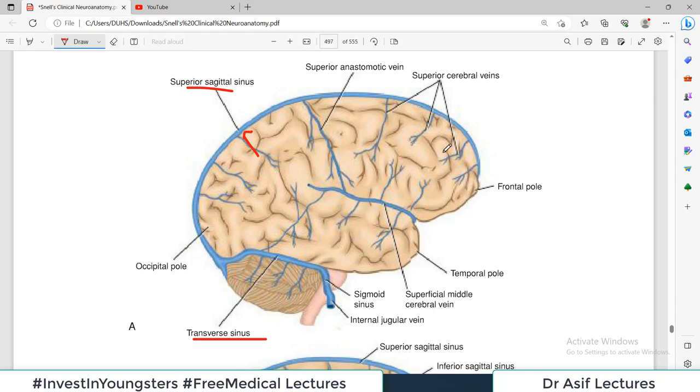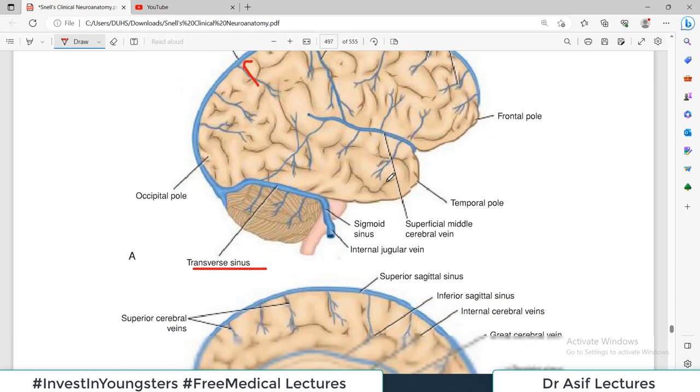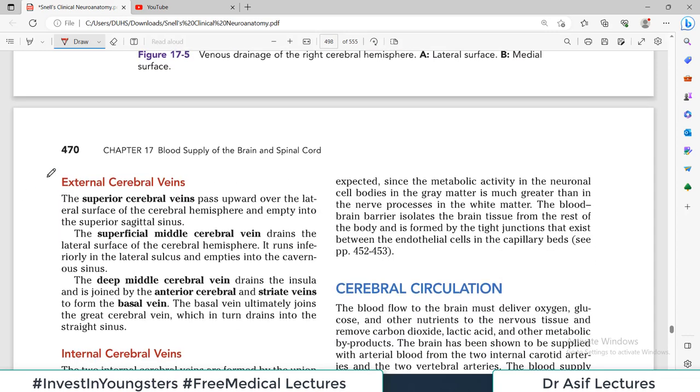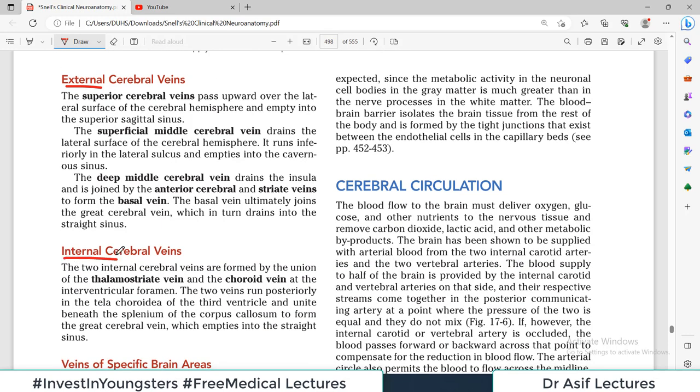These veins are valveless and they have little or no muscular tissue and no valves, okay? And they drain ultimately into the big rivers of the venous system, which are the transverse sinus, straight sinus, superior sagittal, inferior sagittal, and all the blood ultimately goes into them. So veins are categorized into external cerebral veins and internal cerebral veins.